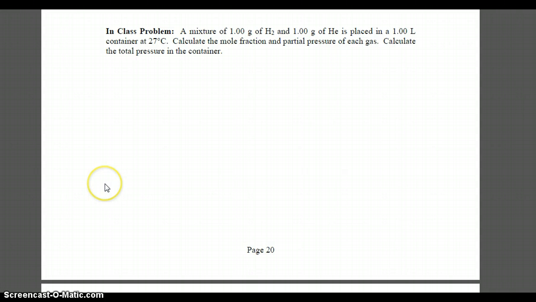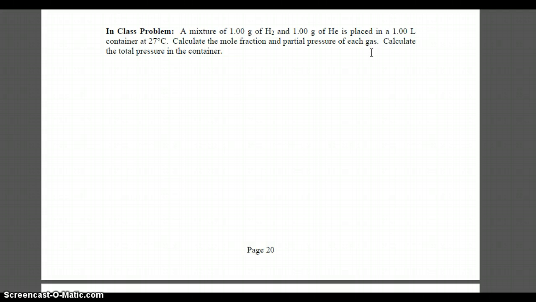Okay, so this next problem has multiple parts. It reads: a mixture of 1 gram of hydrogen gas and 1 gram of helium gas is placed in a 1-liter container at 27 degrees Celsius. Calculate the mole fraction and the partial pressure of each gas. Then calculate the total pressure in the container. Okay, so there are multiple parts here that we need to be concerned with.